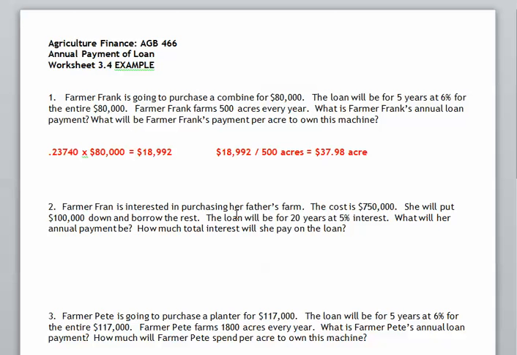Okay, Farmer Fran is interested in purchasing her father's farm. The cost or price is $750,000. She will put down $100,000. That's what I talked about earlier, that down payment. So we will be borrowing the rest, she says. The first thing we do is figure out how much she's borrowing. 750,000 minus 100,000, we can do this in our heads, is 650,000. That's how much we're borrowing.